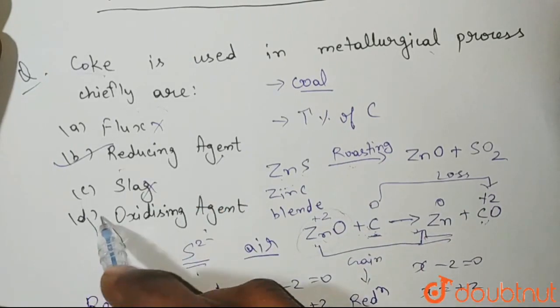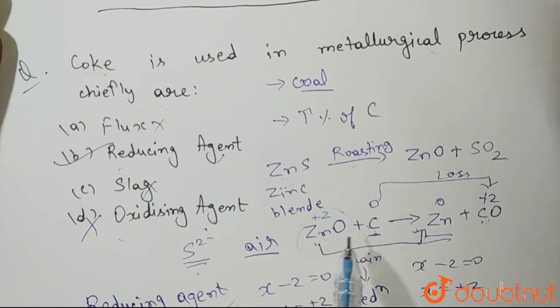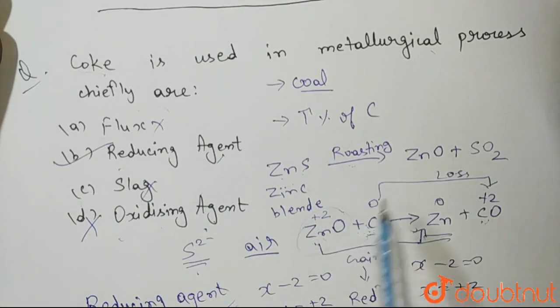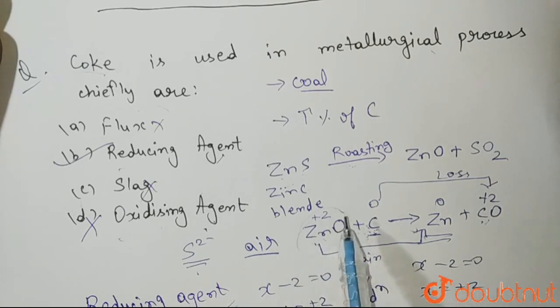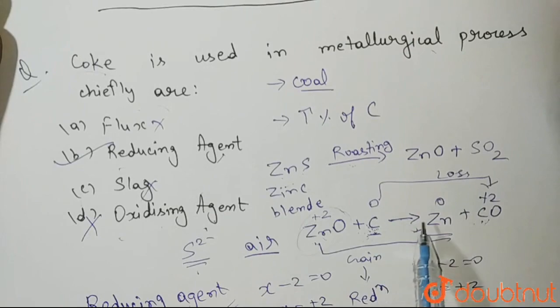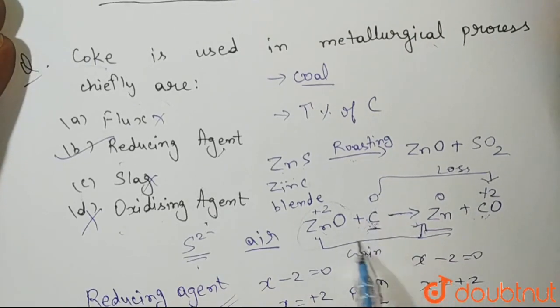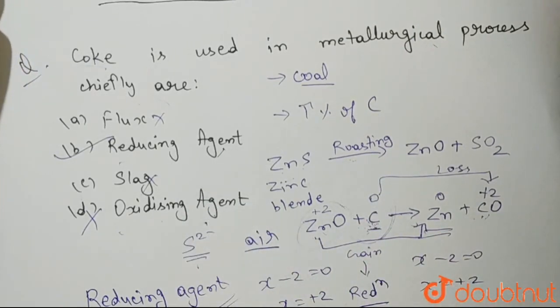Oxidizing agent, no, this is also not the answer, because if carbon, that is coke, here was an oxidizing agent, it would itself get reduced and zinc would get oxidized. But here the opposite is happening. Carbon is getting oxidized, whereas zinc is getting reduced. So that's why here carbon is acting as a reducing agent. So your option B is the correct answer. I hope you understood. Thank you so much.